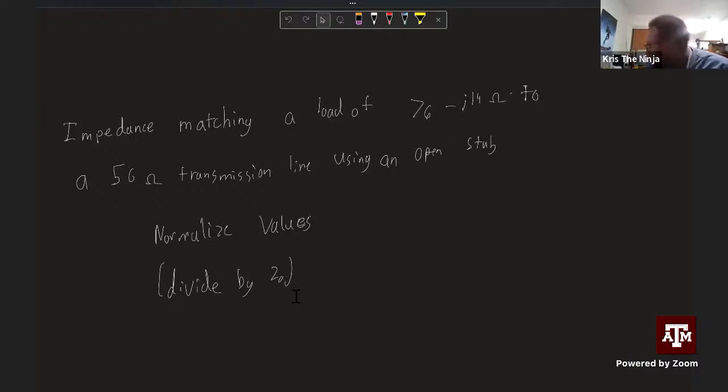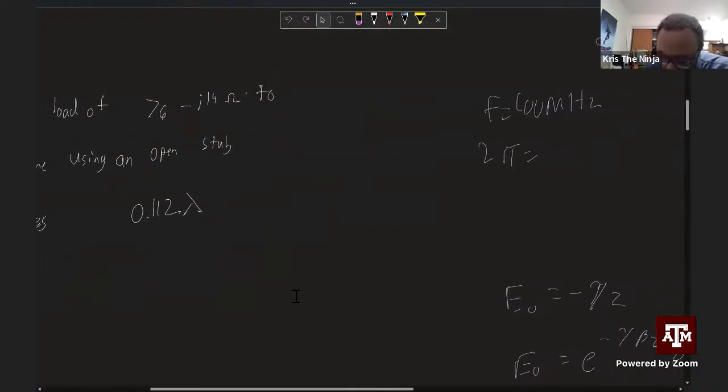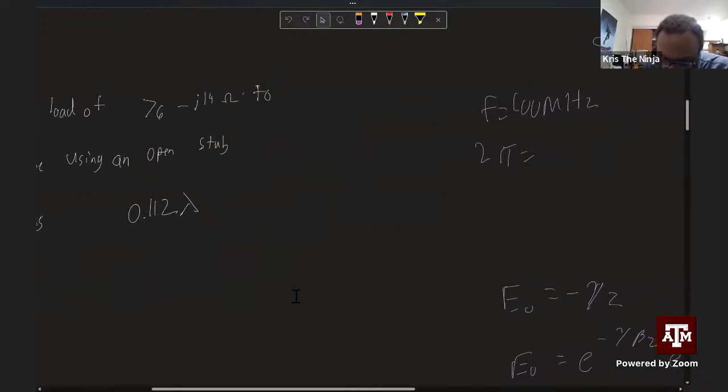So the value we got was 0.112 lambda. So that's the length of D1. So if we were to draw this as a picture, let me draw y'all a picture, even though I can't draw, I'm not an artist.